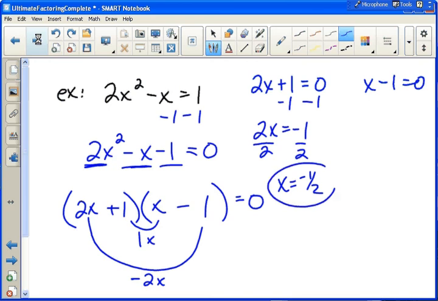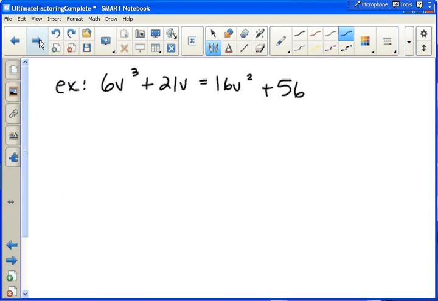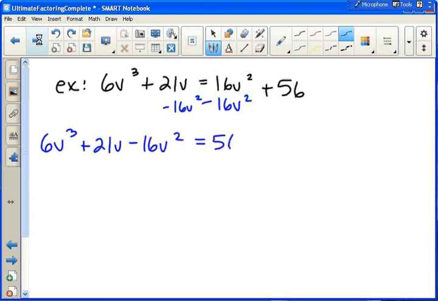Final example. We know that this is going to be a problem where we need to factor because we see exponents of different sizes. My first step is to set everything equal to 0. So I'm going to subtract 16v squared from both sides. I get 6v cubed plus 21v minus 16v squared equals 56. Then I will subtract 56 from both sides. I get 6v cubed plus 21v minus 16v squared minus 56 equals 0.